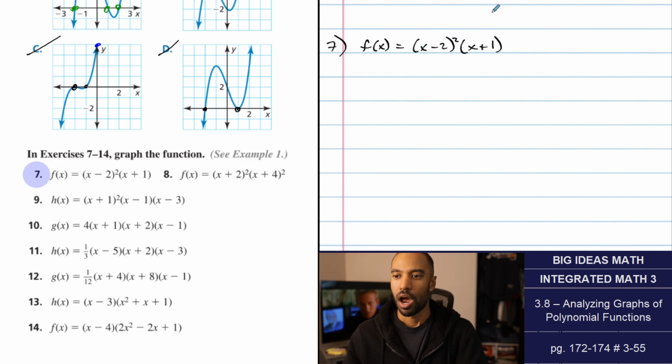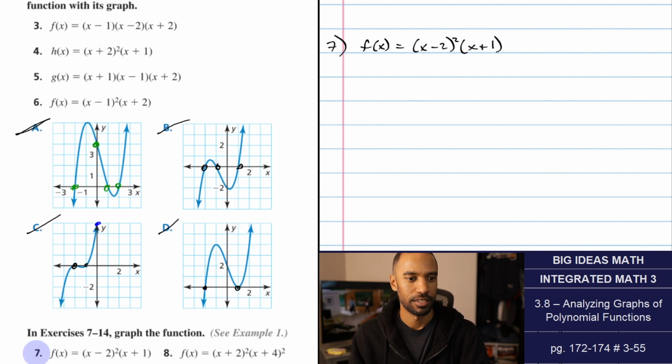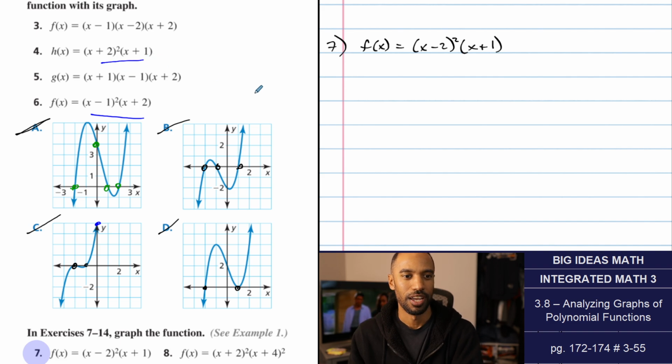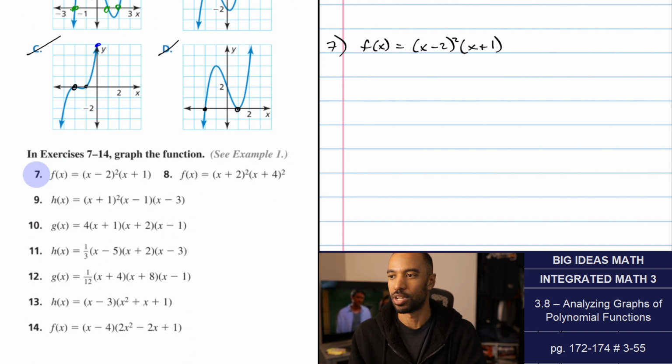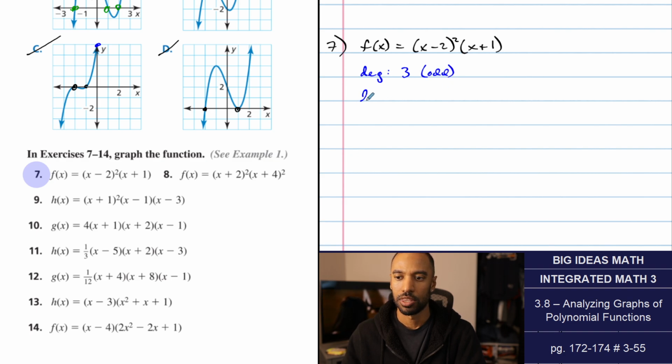All right, so f of x equals (x minus 2) quantity squared times (x plus 1). Now that kind of looks like these questions right here. Not exactly, but it is close enough, because what I mean by close enough is this. The degree of this polynomial is 3. X squared times x is x cubed. That makes it an odd function. The leading coefficient is 1. That makes this a positive. So that means start down, finish up, right? We know that much. We also can determine the x-intercepts as 2 and -1.